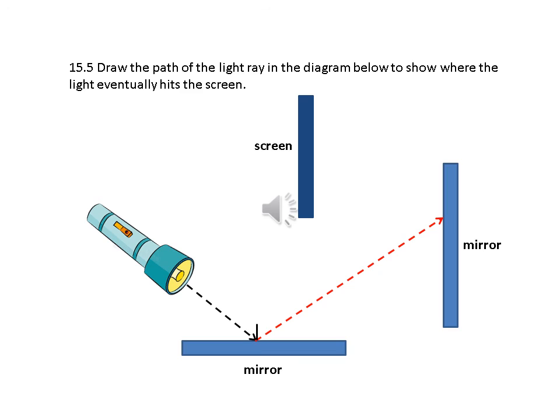Then it strikes the other mirror, and once again you want to draw another beam of light coming out, and again you want to make the angle of incidence equal to the angle of reflection, and so you can see how the light would end up hitting the screen there.